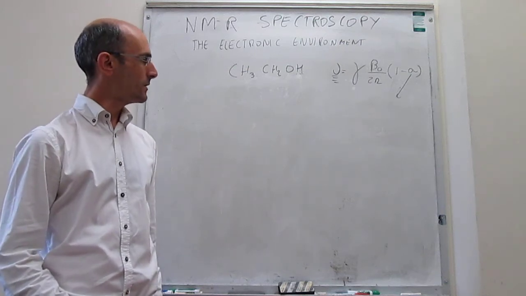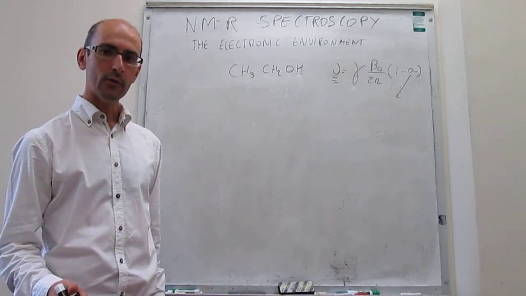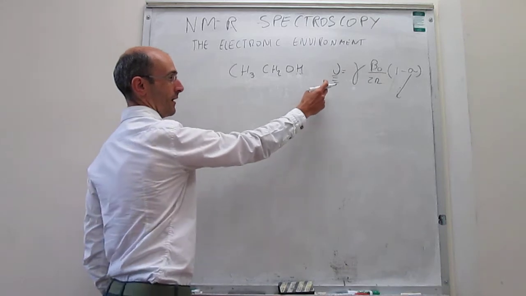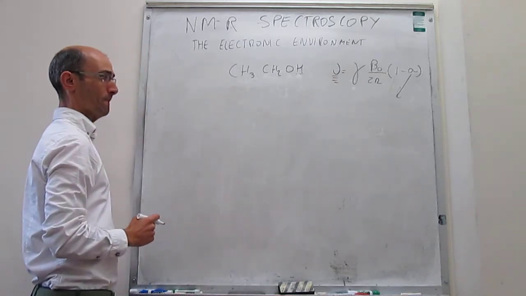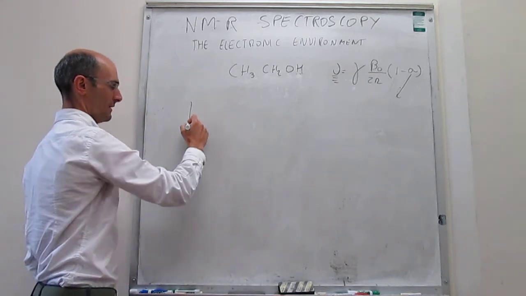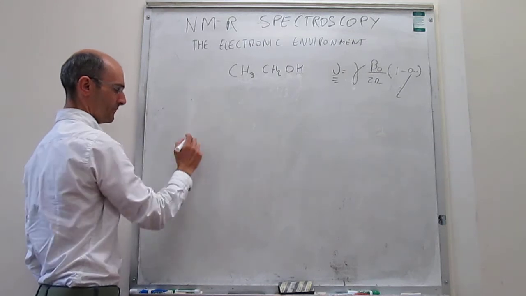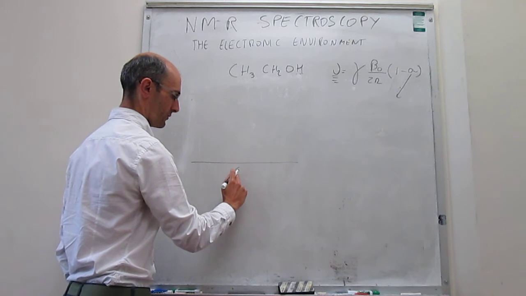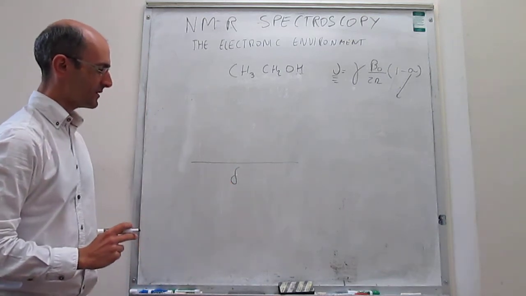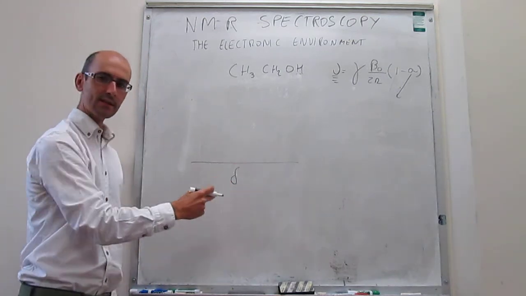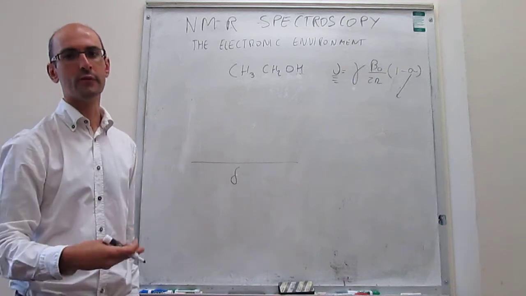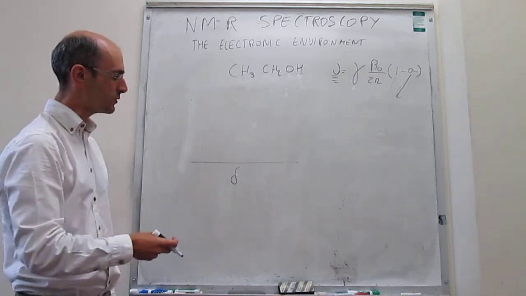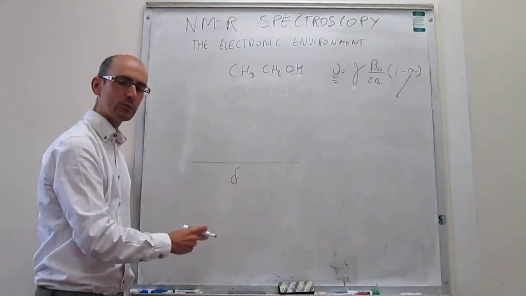Actually, the way that we represent NMR spectra is not by plotting the frequencies of the photons. Instead, we use something different, which we call the chemical shift. When you think about NMR spectra, what is on the x-axis is not the wavelength of the photon, or the frequency of the photon, or the wave number of the photon. It is something called the chemical shift, which we call delta.